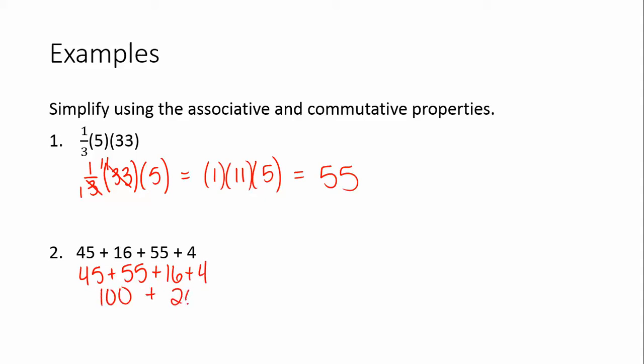16 and 4 is 20, and now I can get 120. It's much easier to add this way than to try to add from left to right with the original problem we were given. Again, it's the commutative property that allows us to switch the order.